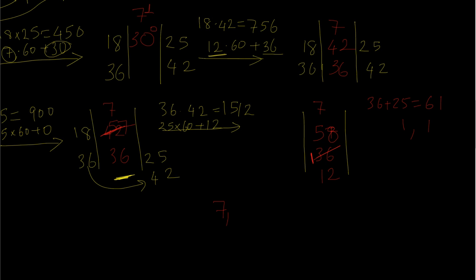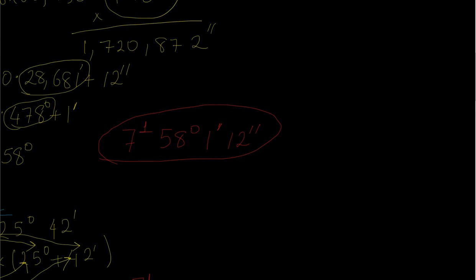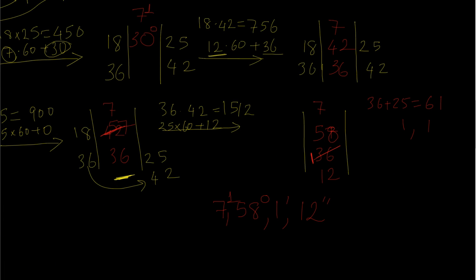7, 58, 1, and 12. And just remember that the lowest order digit is seconds, and this is minutes, this is degrees, and this is the first elevates. And you can see that we obtained the same answer as before using this method.